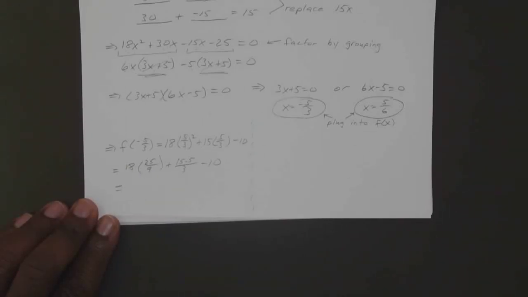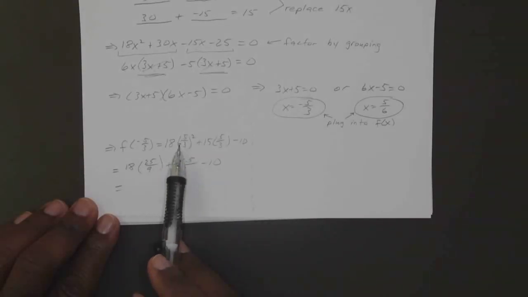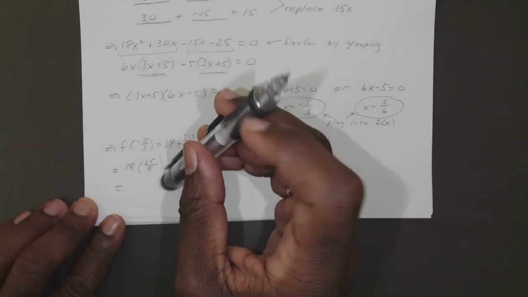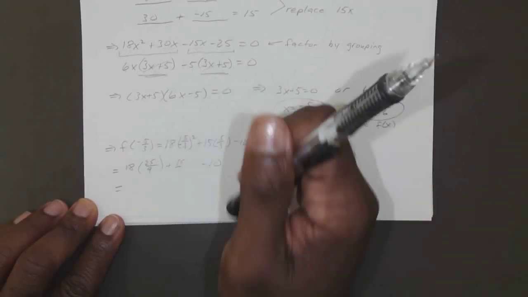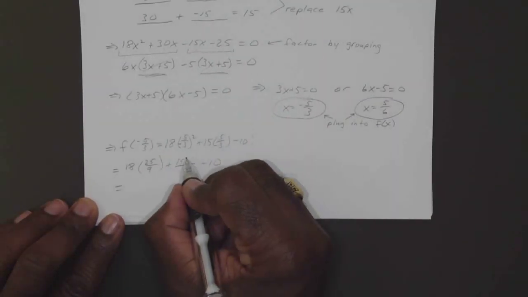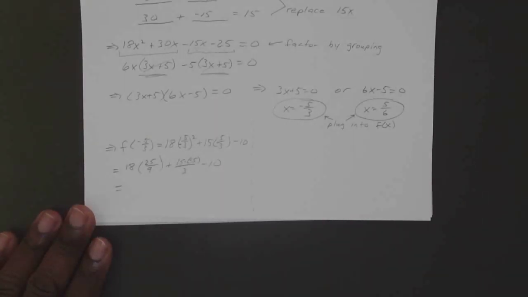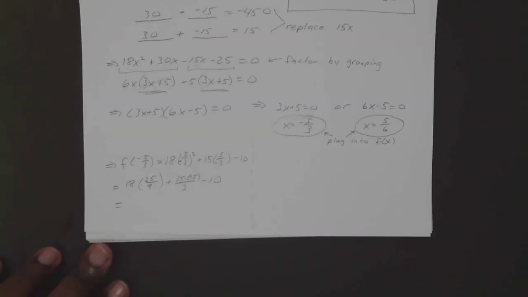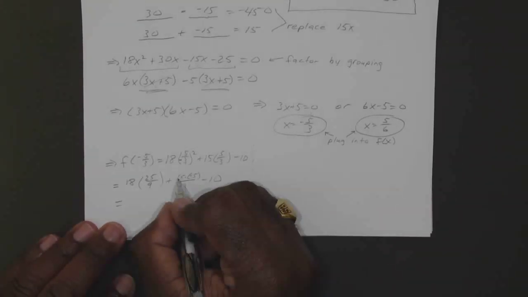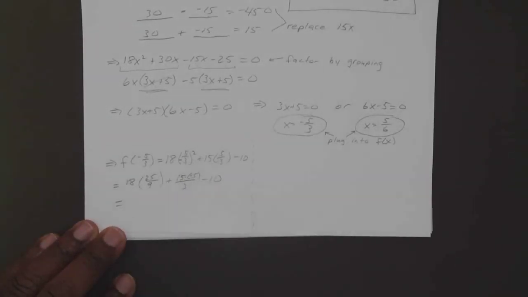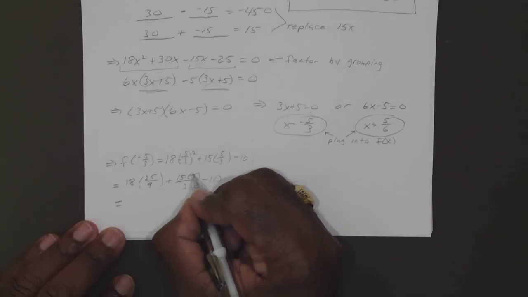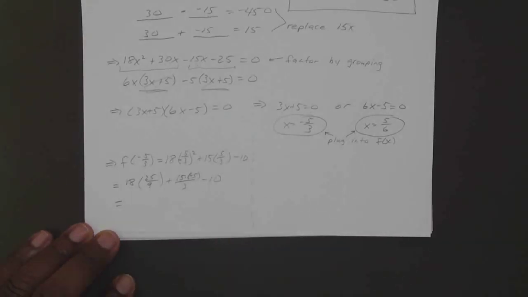Shouldn't it be 15 times negative 5 over 3? Nope, negative 5, yep. So actually, this will still become positive, but yep, this one should be negative. Thank you. Make that a little, there we go. And make that negative. All right.